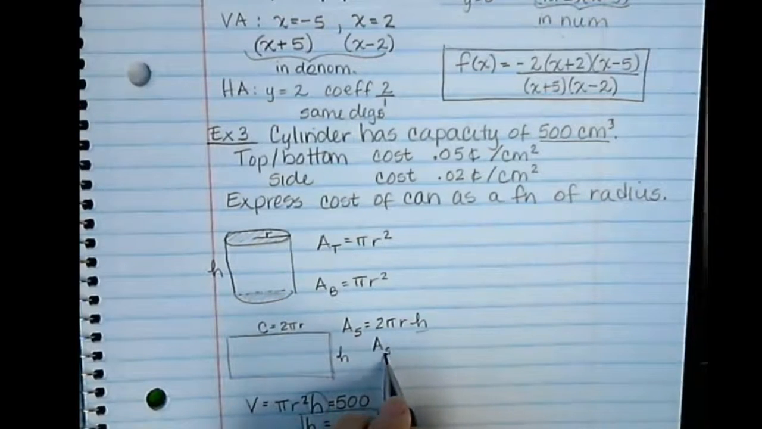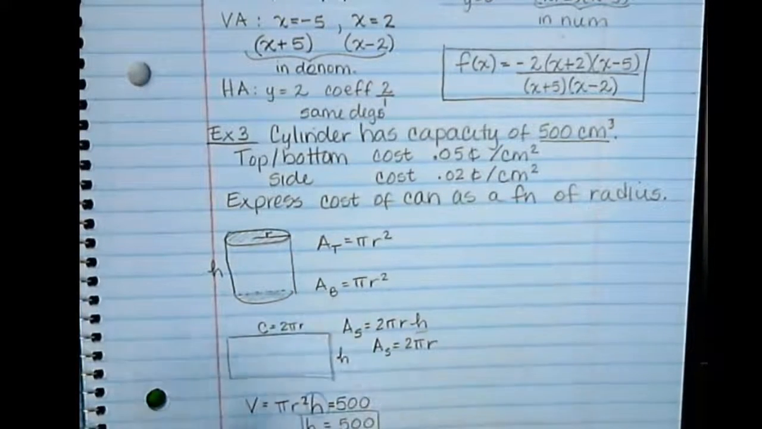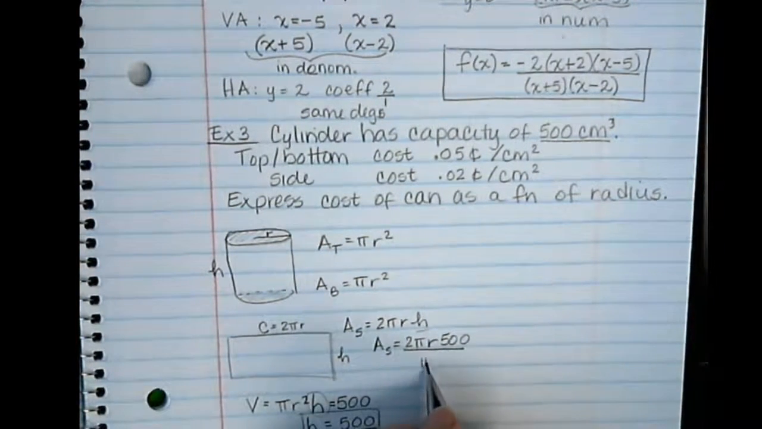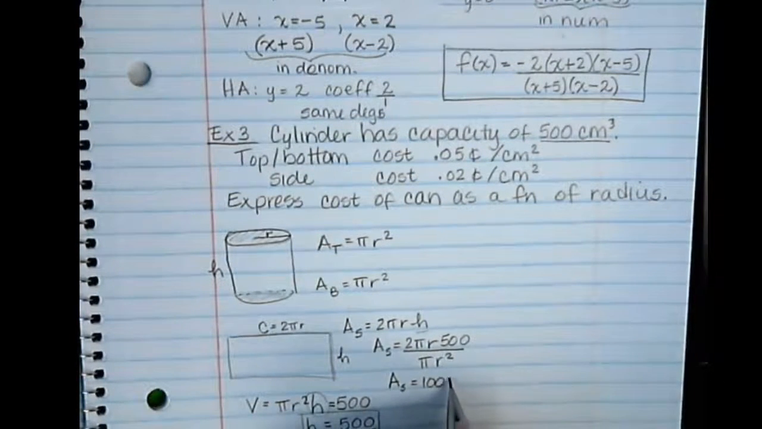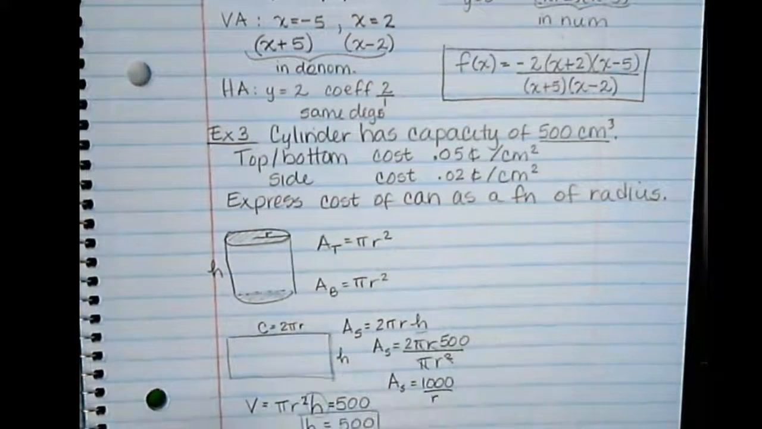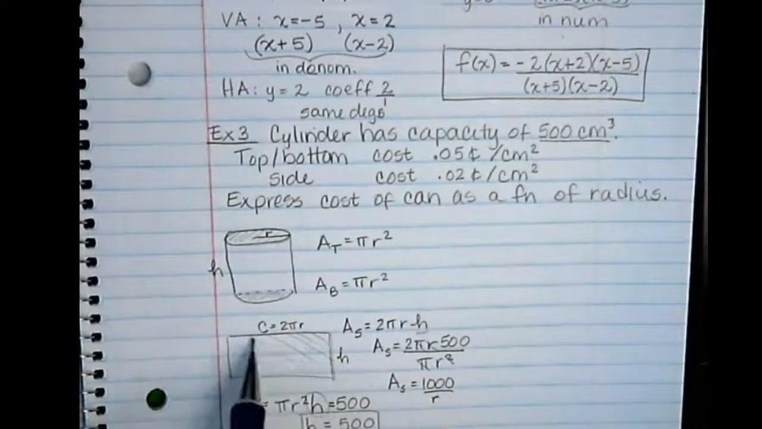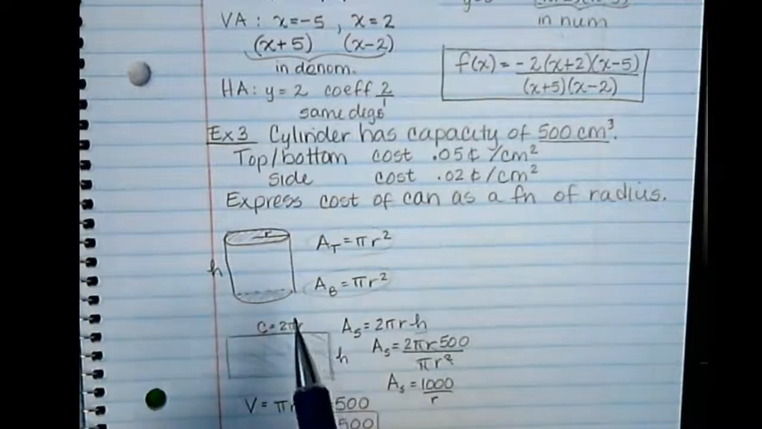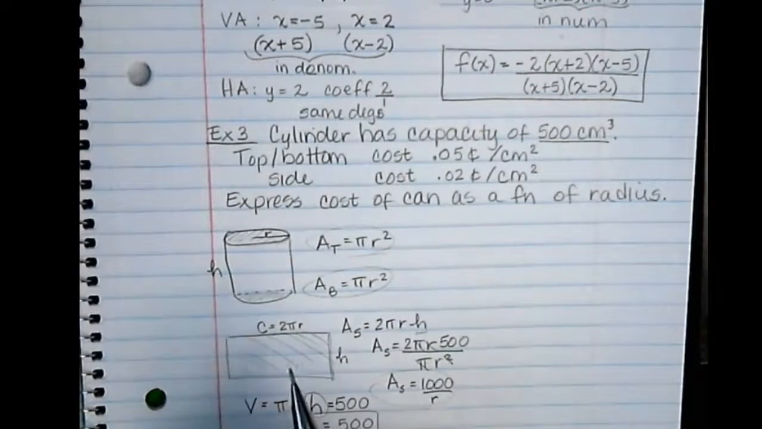So we're going to use this h in this formula here. The area of our side is 2 pi r times h. h is 500 over pi r squared. Simplifying this, I get 1,000 over r. The pi's cancel, one of my r's cancel, and I just have an r at the bottom. So this is the area of the side of my cylinder. So now we found the area of the top, the bottom, and the side, and now we can use our cost formula.